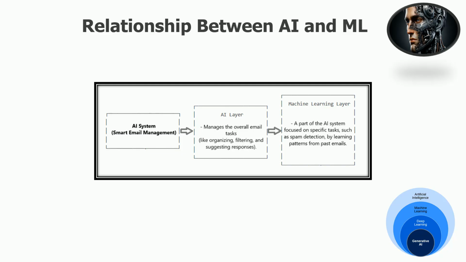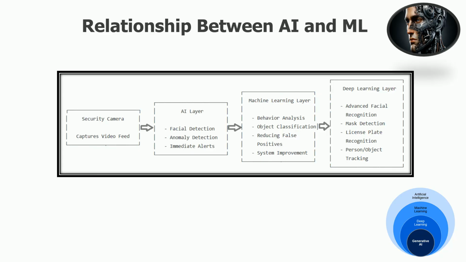I have another example, that is AI in a security camera. In a smart security camera, AI is the broader system that allows the camera to make decisions and perform tasks intelligently. Here AI enables the camera to detect facial movement in its view, decide if an object or person should trigger an alert, and track individuals as they move through its field of view.